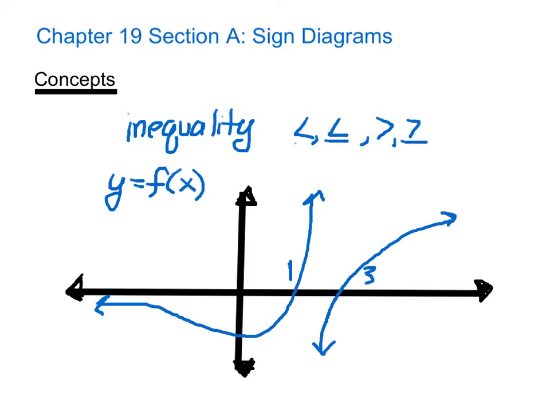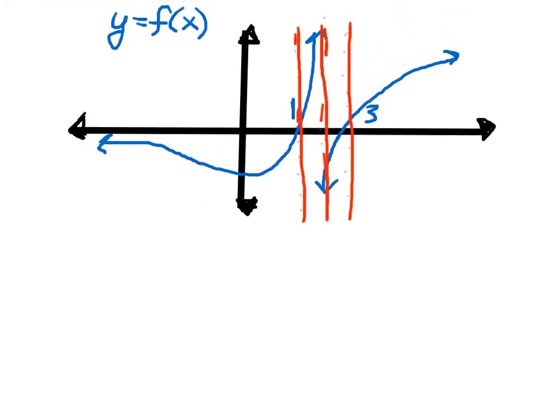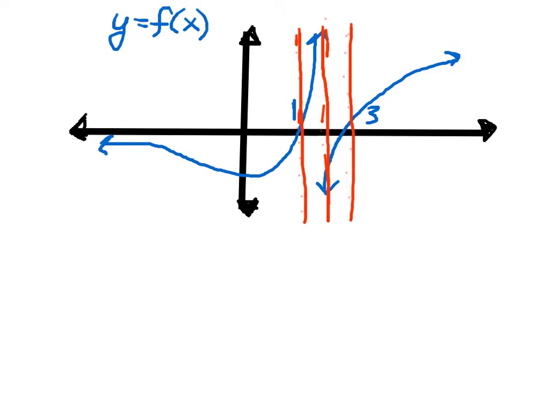So we have some critical values at x equals 1 and x equals 3. And we also have a critical value at, let's say, x equals 2, where the function is undefined. Now the corresponding sign diagram for this function really tells us where the function is positive, where it's negative, and where the function is undefined.